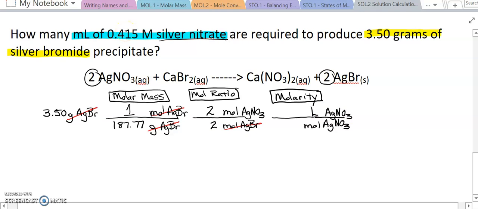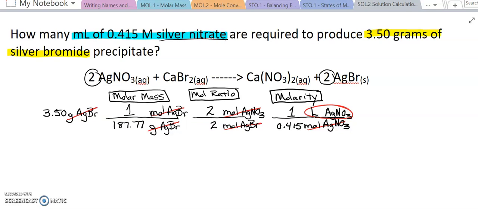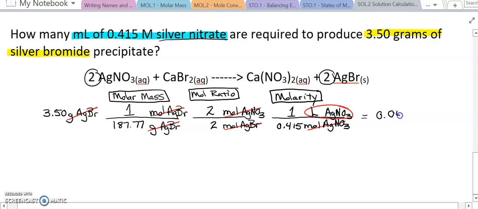And the number they give me in the problem is 0.415 is my number of moles per 1 liter of solution. And that's going to cancel out my silver nitrate moles, and it's going to leave me with liters of silver nitrate. So I multiply across the top, and I divide by the bottom, and I'm going to put this in my calculator, and I'm going to come out with 0.0449 liters of silver nitrate.